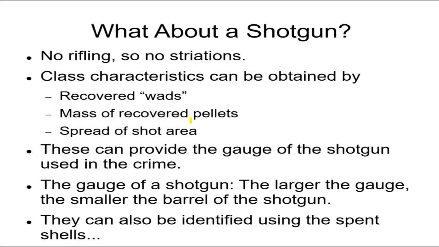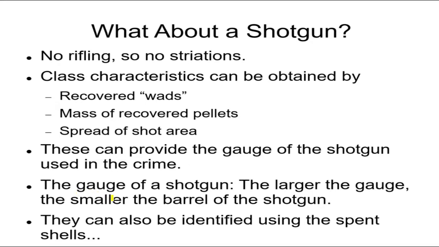Also, if you can recover the pellets and you weigh them, you can know what kind of shotgun shell produced this number of pellets or this mass of pellets. So again, that's a class characteristic. You know the shot and the shell, but you don't necessarily know which gun it was, because many people could use the same kind of shotgun shell. Many people could use the same kind of shotgun. So it's a class characteristic, not individual. There's also the spread of the shot. As we mentioned, the shot spreads out of a shotgun, and different shotguns spread it a different amount. So that tells you a little bit about the shell used and the kind of shotgun used.